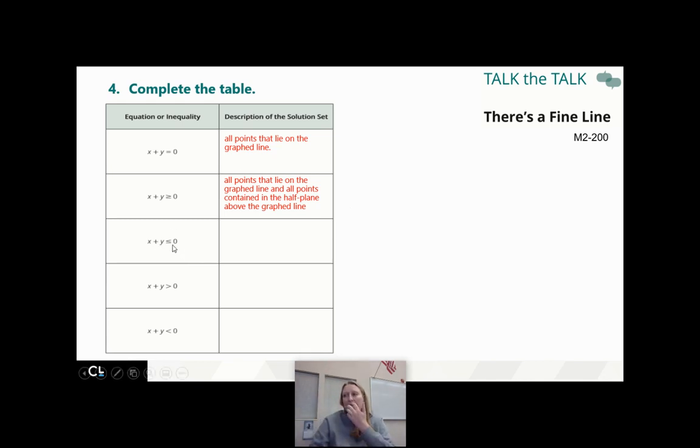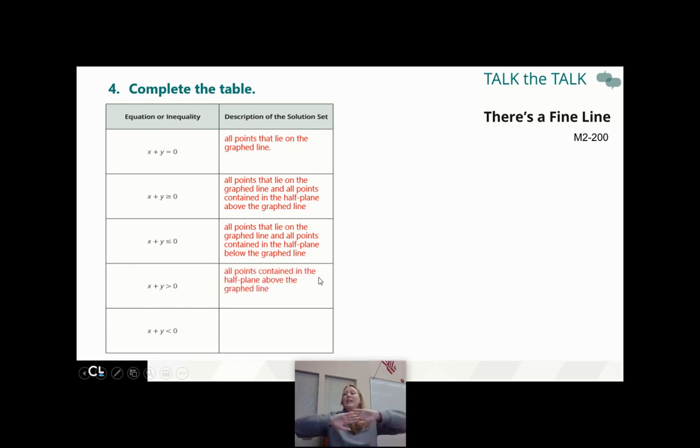This one says x plus y is less than or equal to 0. So it still includes the points on the line, but now we're also including all the points contained in the half plane below the graph line. This one says x plus y is greater than 0. Oh, no squashed equal sign. So it doesn't include the line anymore. It doesn't include any points that are on the line. This is now only the points contained in the half plane above the graph line. And you know what this one's going to be then. x plus y is less than 0. Well, then that's all the points contained in the half plane below the graph line, but it does not include any points on the line itself.